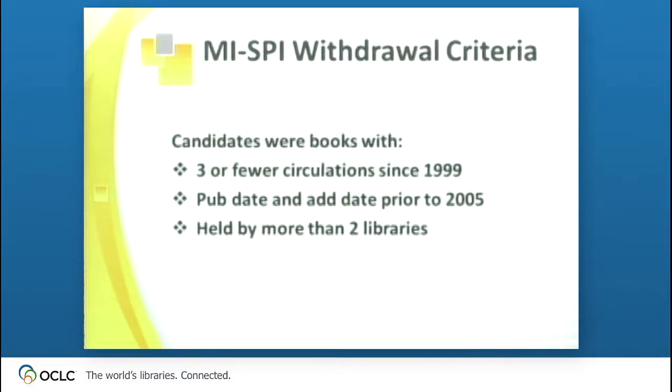What we agreed upon as a group was this withdrawal criteria. 3 or fewer circulations since 1999, prior to 2005, or added to the collection before 2005. And we are retaining 2 copies. We decided that 2 copies was comfortable among the 7. So one of the criteria was that we would be dealing with withdrawal items that were held by more than 2.